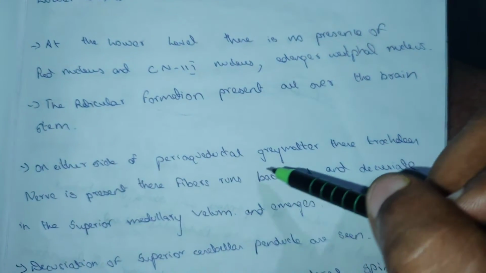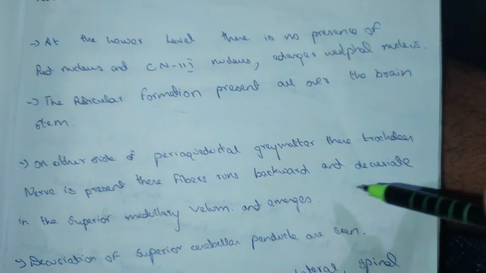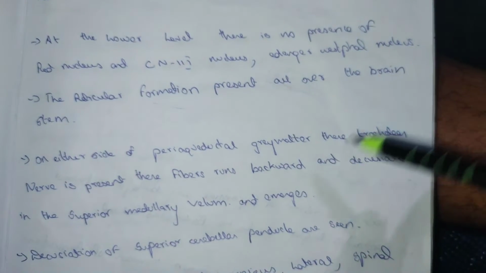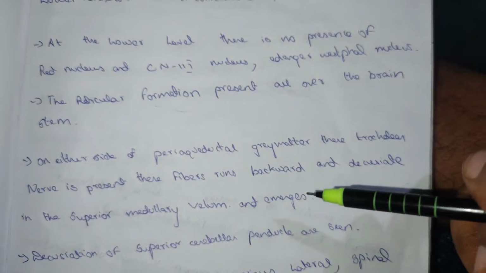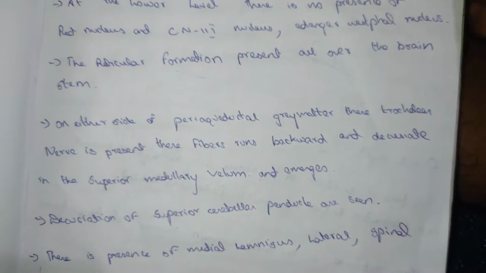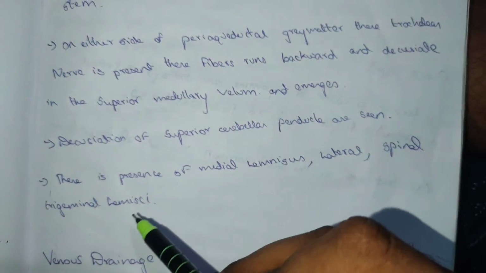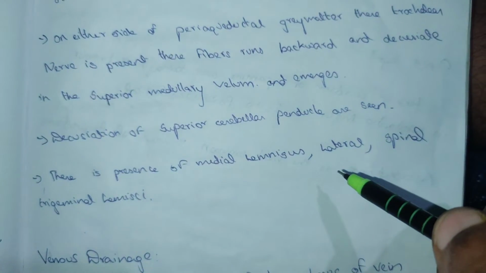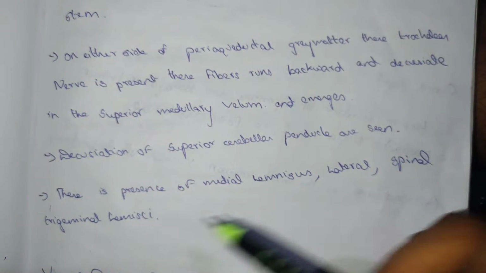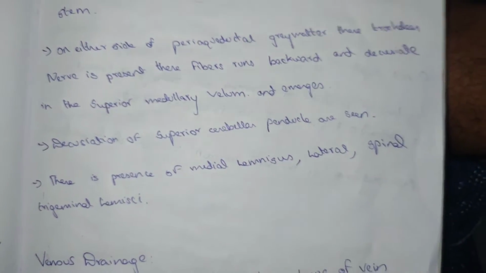On either side of the periaqueductal gray matter the trochlear nerve is present, and these run backward and decussate in the superior medullary velum and emerge. The decussation of the superior cerebellar peduncles is seen. There is the presence of the medial lemniscus and the lateral, spinal and trigeminal lemnisci, which we have seen in the pons.